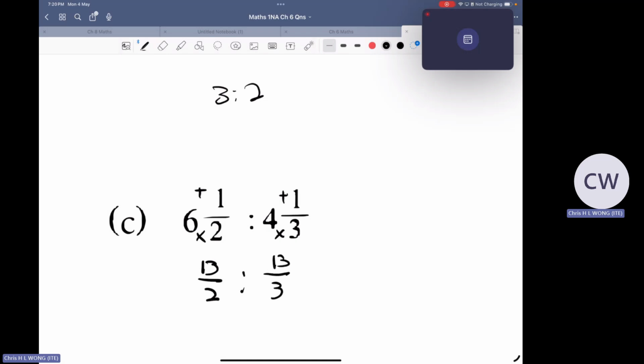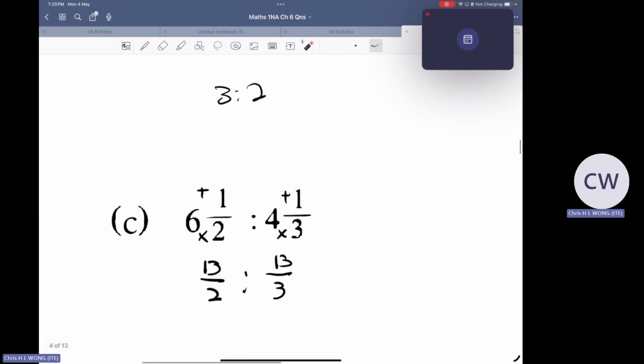I'll look for the LCM because the number is very small. When the number is small, 2, 3, I know the LCM is 6. 2 times 3 gives you 6, right? So I will times 6. It's 13, 13 exactly. So I'll take times 6, LCM times 6. 3 times 2, 6. 2 times 3, 6, right?